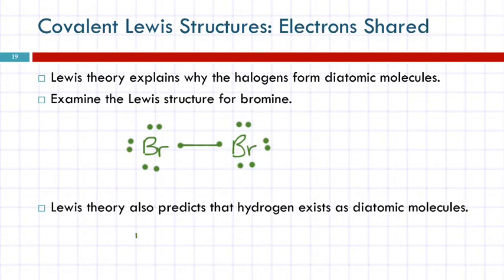Hydrogen has 1 valence electron. So you get 2 hydrogen atoms together, they can share their electrons. Now they have a duet. They're also happy. Any questions?